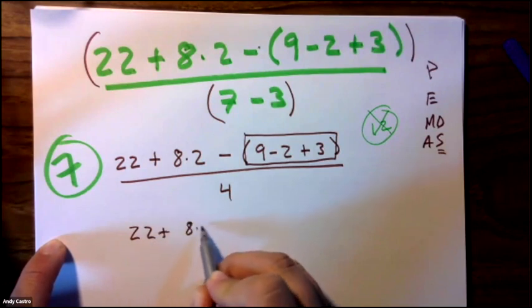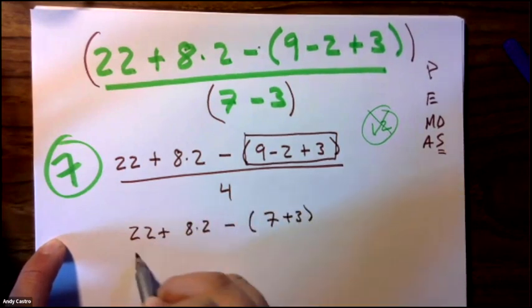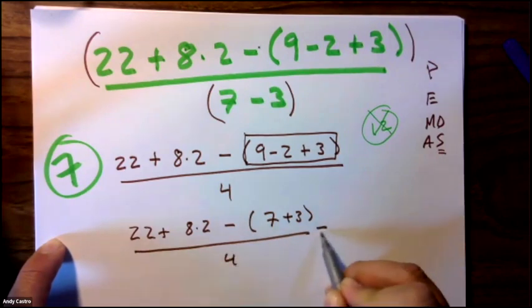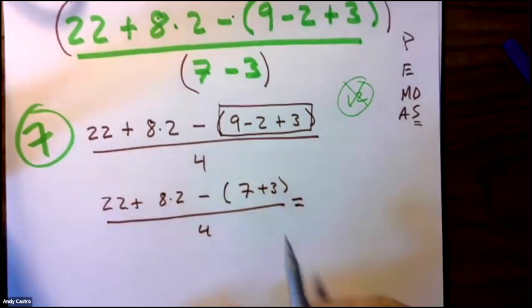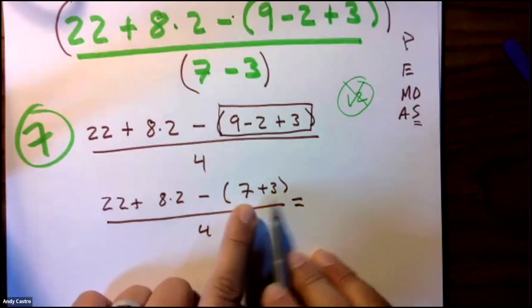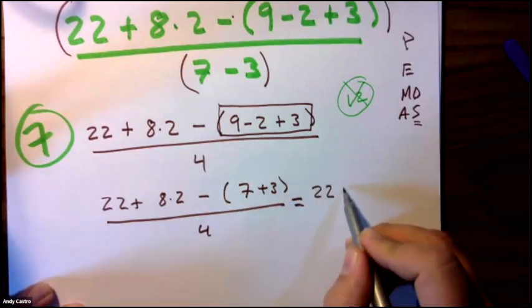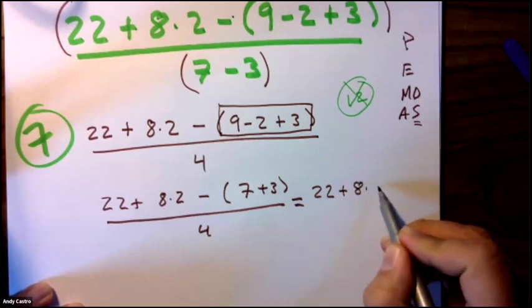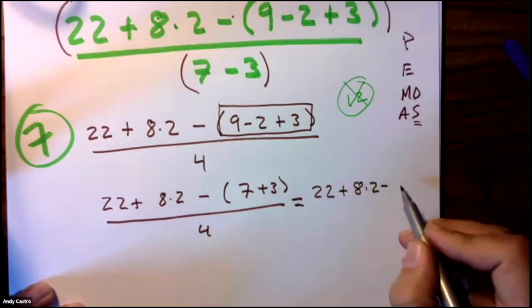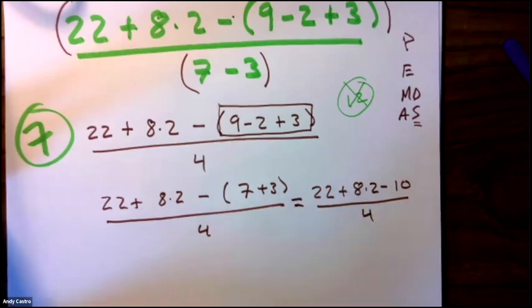22 plus 8 times 2 minus 7 plus 3 all over 4. All right, then inside my parentheses here, what I'm left with is 7 plus 3, which is 10. So 22 plus 8 times 2 minus 10 all over 4.